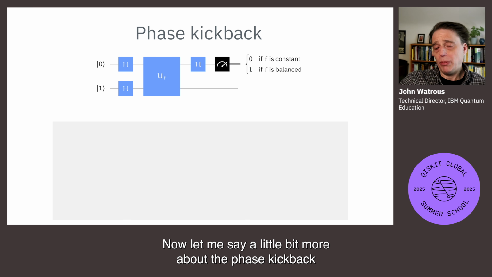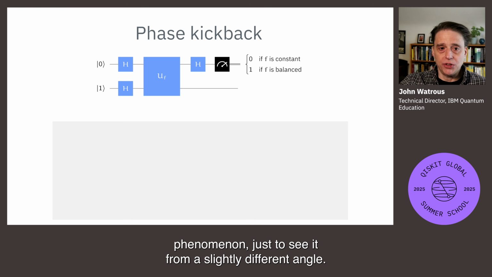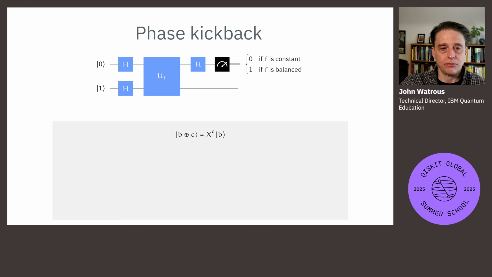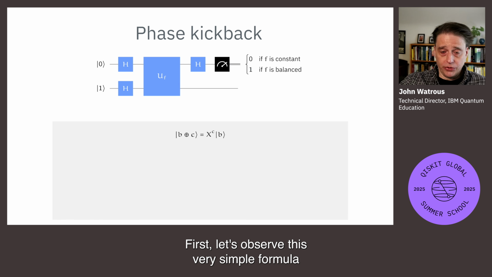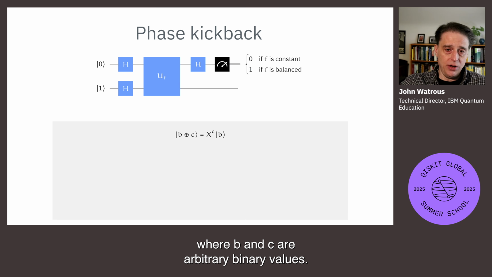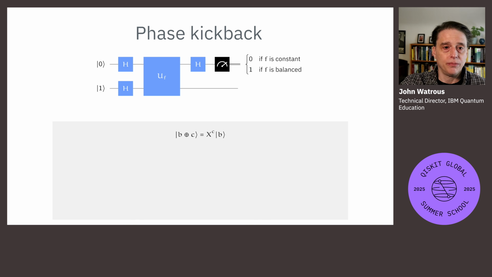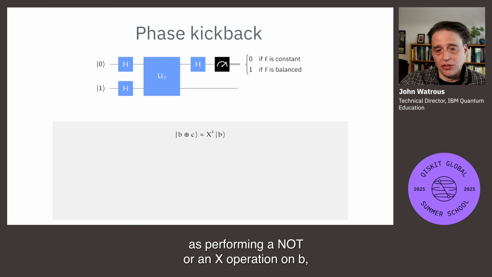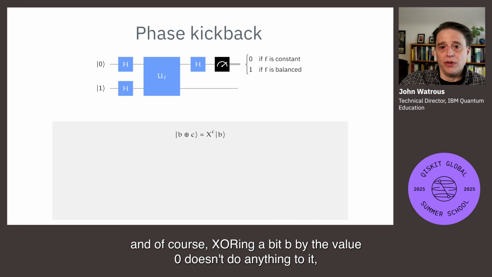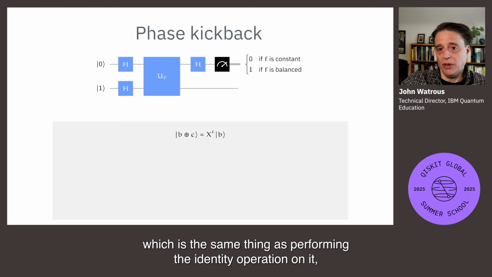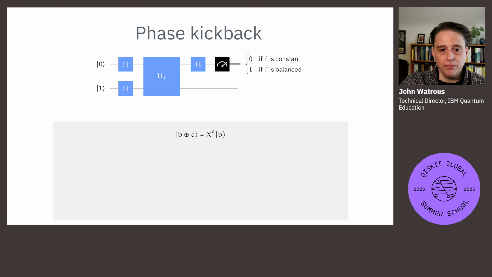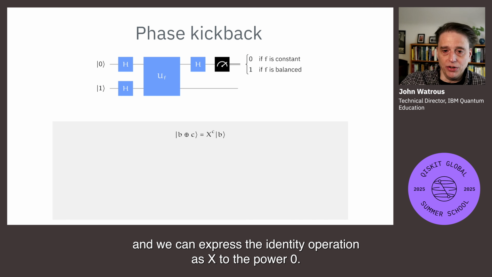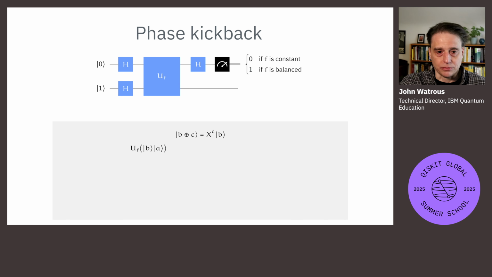Now let me say a little bit more about the phase kickback phenomenon, just to see it from a slightly different angle. First, let's observe this very simple formula where b and c are arbitrary binary values. In short, XORing a bit b by the value 1 is the same thing as performing a NOT or an X operation on b, and of course, XORing a bit b by the value 0 doesn't do anything to it, which is the same thing as performing the identity operation on it, and we can express the identity operation as X to the power 0.